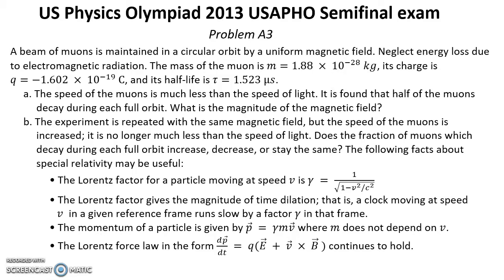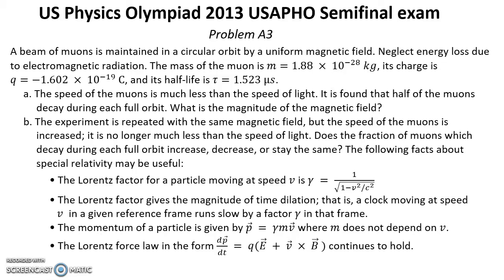Its charge is negative 1.602 times 10 to the power negative 19 coulomb, and its half-life is 1.523 microseconds. Questions. Question A. The speed of the muons is much less than the speed of light. It is found that half of the muons decay during each full orbit. What is the magnitude of the magnetic field?